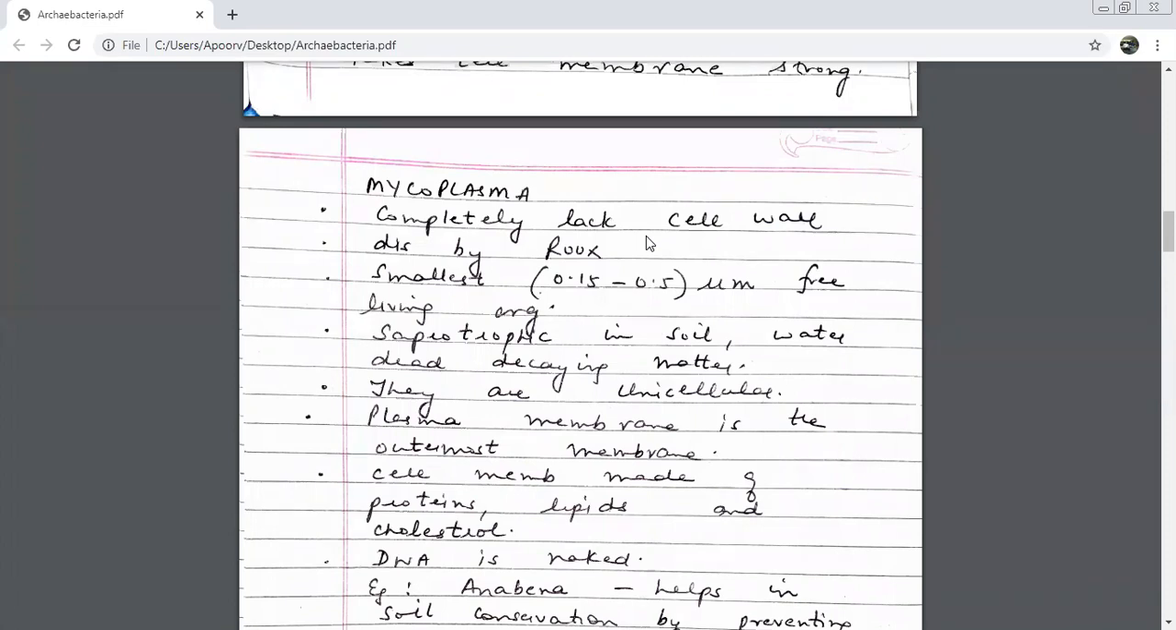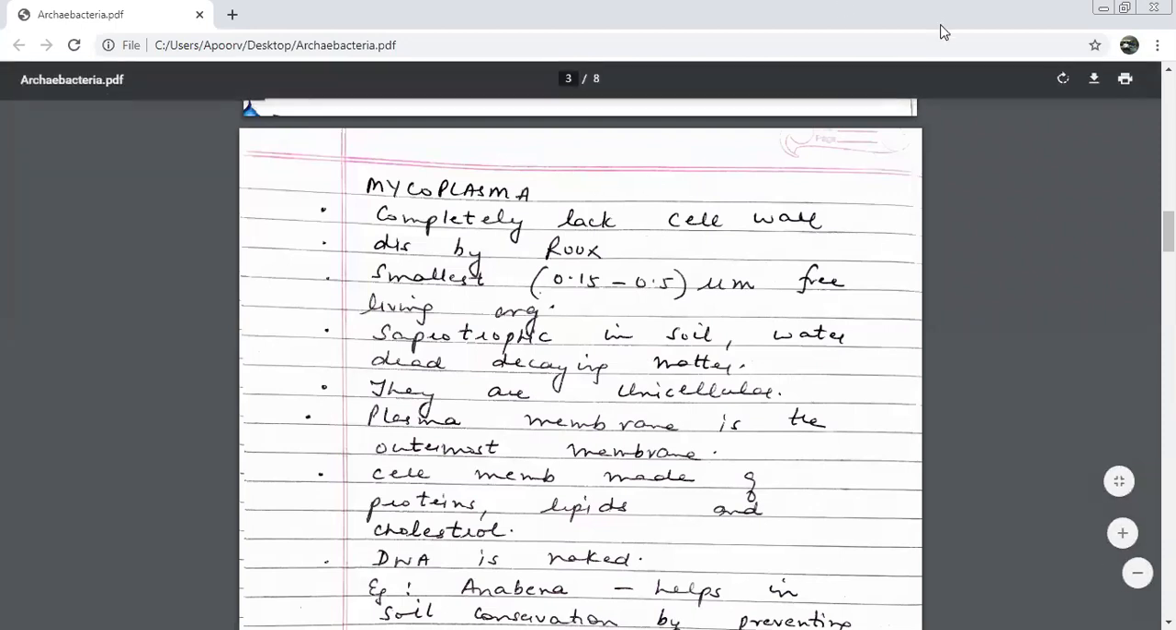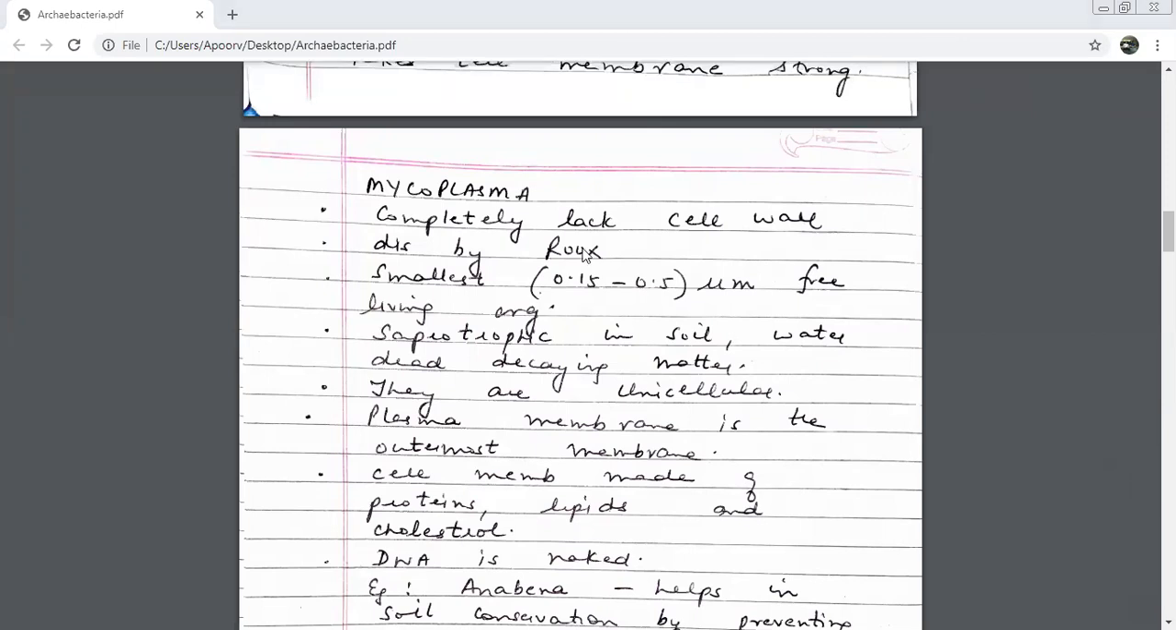We started with which kingdom today? Protista. Archaebacteria? No, the Archaebacteria kingdom was completed previously.